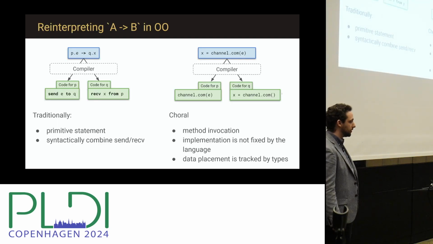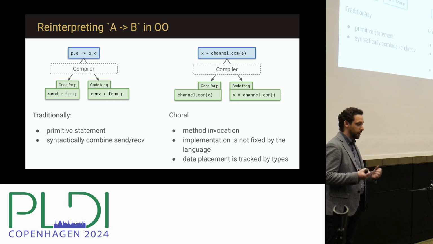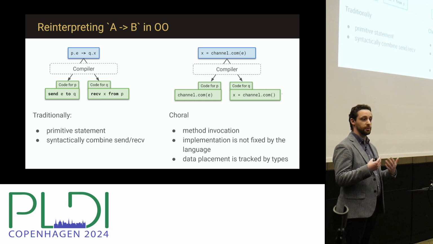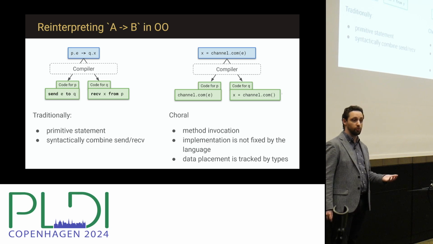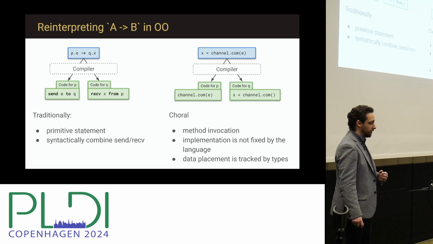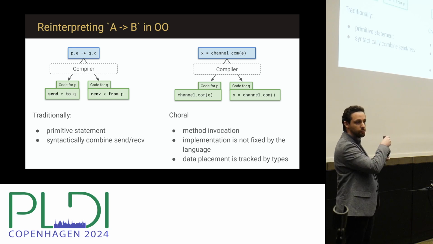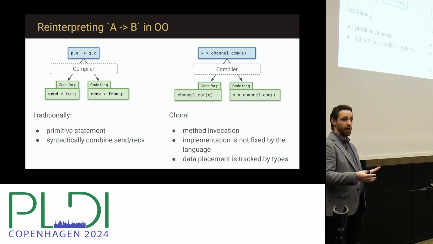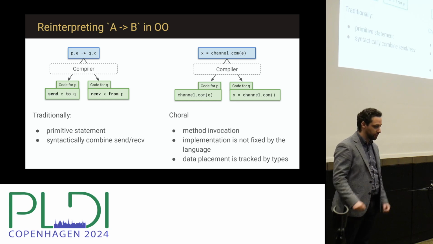The first thing we needed to do was essentially looking at the primitive for communication, that is the core of choreographic programming, and understand what would be its equivalent in object-oriented programming. Here we see on the left what has been happening traditionally in choreographic programming until Choral. And communication is expressed with this arrow primitive. It means process P evaluates an expression E, sends the result to Q, that will store it under variable X. This is a primitive of the language, it's a statement, and syntactically combines the sending and receiving, as Saverio said.